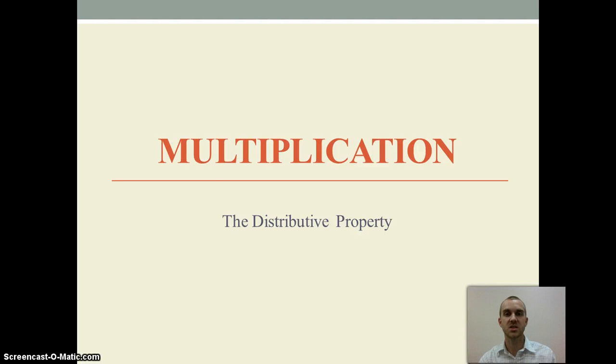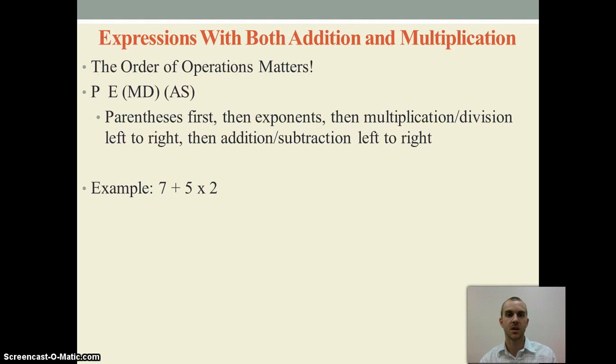In this video, we're going to explore the distributive property. Now, when we do this, we have to pay attention to our order because of the order of operations. We want to simplify everything inside parentheses first. Then we simplify our exponents. Then we do our multiplication and division left to right. And we do addition and subtraction left to right.